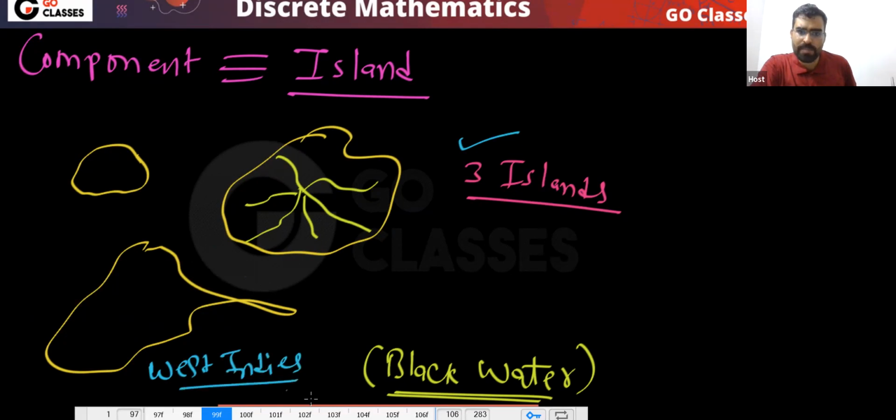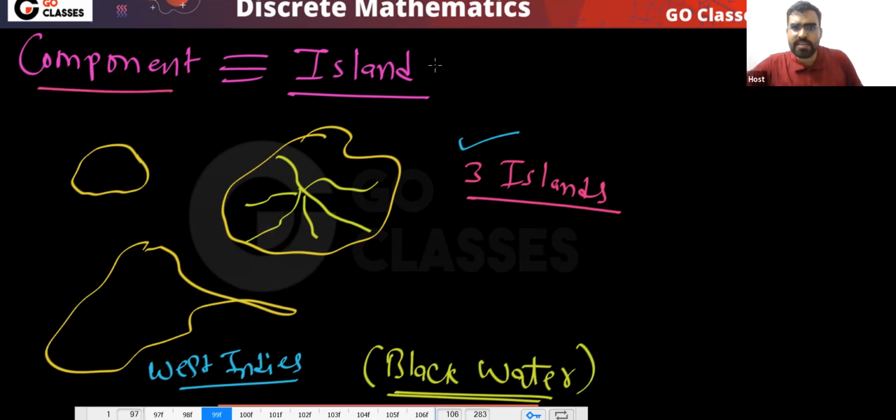You can check the map. I think West Indies is an island. This West Indies is an island. But you cannot say that this city is. Can anyone suggest one city in West Indies? Barbados, yeah, Caribbean. So basically this is not an island. Are you understanding this point?